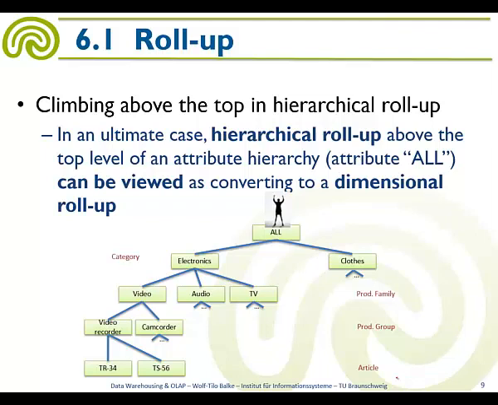But what you actually do is when you look at the different levels, right? You have article, product groups, product families, and then the apex node with the all, right? When you go all the way to the apex, it's basically a dimensional roll-up because you don't care for that dimension anymore. Everything is integrated along this dimension into one big number, right? Everything is summed up. So a hierarchical roll-up that goes all the way to the top can be viewed as a dimensional roll-up that skips the whole dimension, right? Exactly the same. Good?